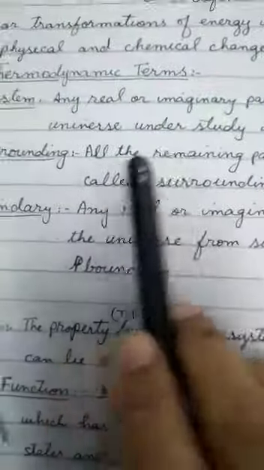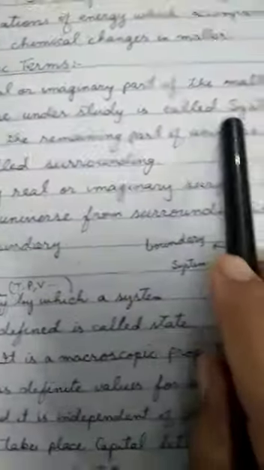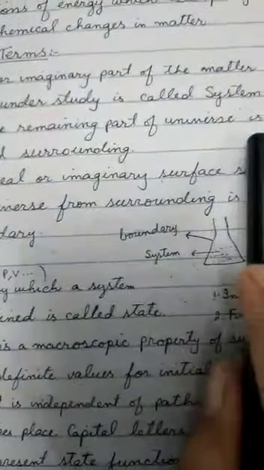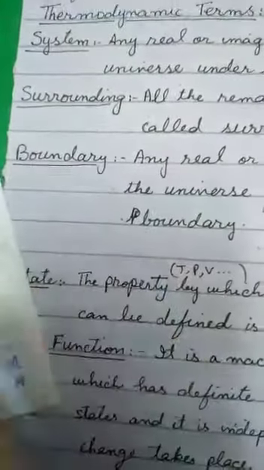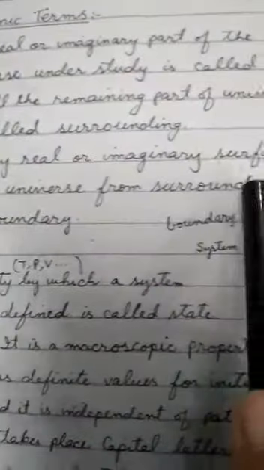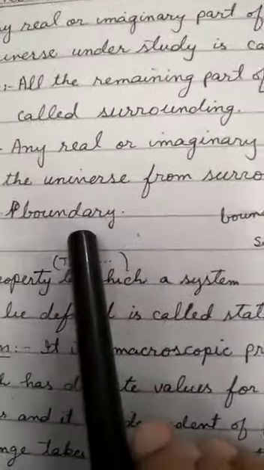Next term is the system. Any real or imaginary part of the universe under study is called the system. Next is the surrounding. All the remaining part of the universe is called surrounding. Boundary: any real or imaginary surface separating the system from the surrounding is called the boundary.